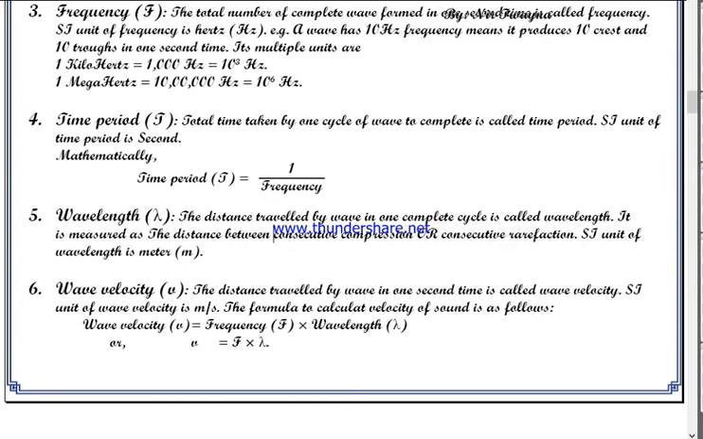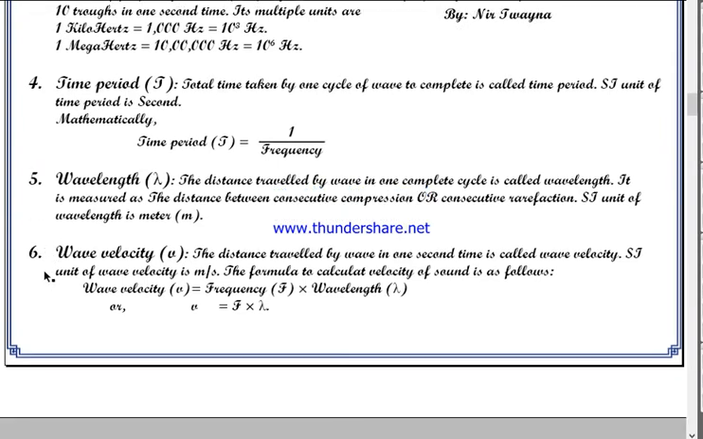Okay, the distance between consecutive compressions or consecutive rarefactions is the wavelength. Wavelength is measured as the distance between consecutive compressions or consecutive rarefactions, and the SI unit of wavelength is also meter. Length means meter.